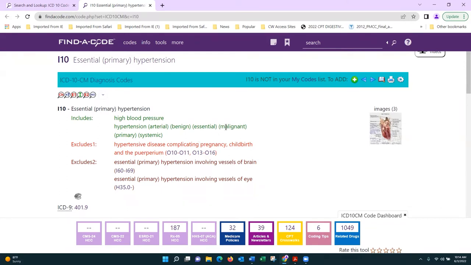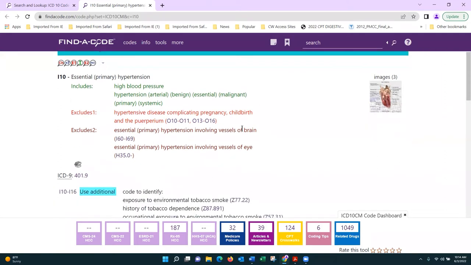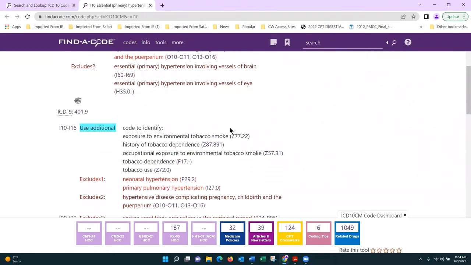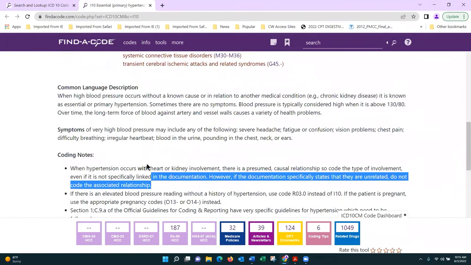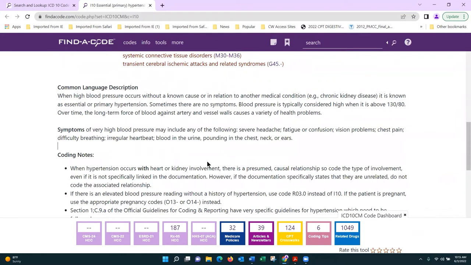Just because it has the word malignant hypertension, it doesn't mean this is a diagnosis of malignant hypertension. This means that if malignant hypertension was stated, this would be the appropriate code. So these are non-essential modifiers. Okay, so we want to continue to scroll down. Once again, we have our use additional codes. And then we have our common language description.